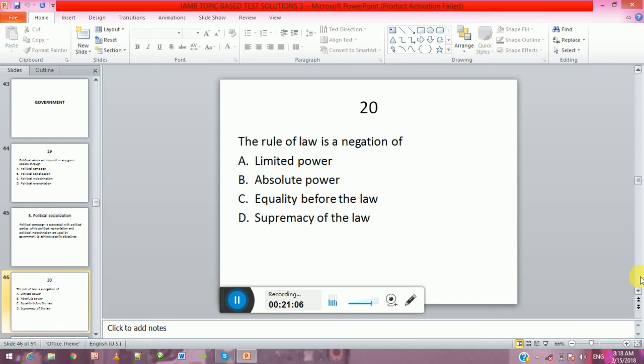The rule of law is the negation of absolute power. That's the answer, absolute power. When there is rule of law, then nobody is above the law.